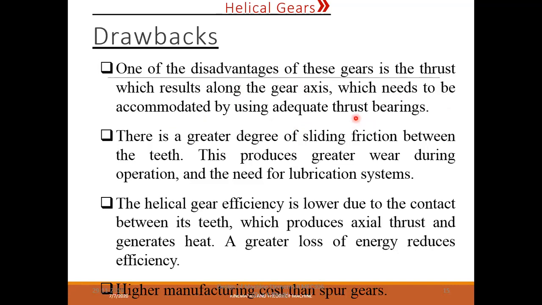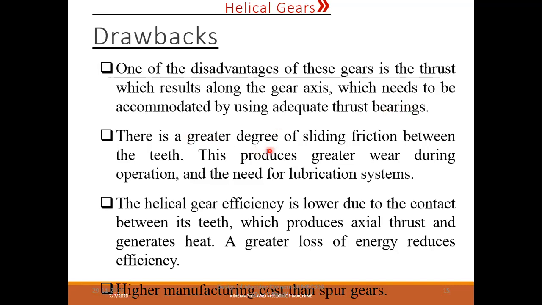Right? Due to the helix angle, or due to the teeth which are arranged at the helix angle, the thrust load is going to be generated on the supporting bearings or on the shafts. So we have to accommodate that thrust load using an adequate thrust bearing. If we do not use the thrust bearing, then the design is going to fail after some time, due to the continuous or periodic thrust load generated on the shaft.